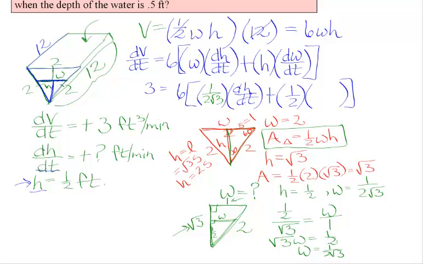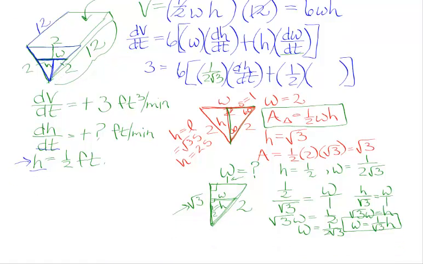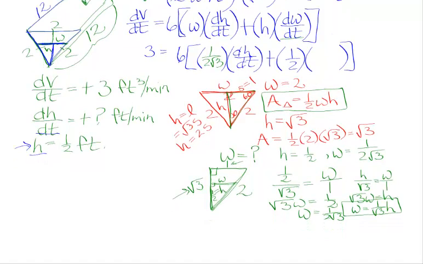If I were to call this h, I would have h is to root 3 as w is to 1. So root 3 times w would equal h. If I put w in terms of h, that's 1 over root 3 times h. This is the relationship I'm going to have to use to find dw dt. So a very involved problem where I'm using a lot of geometry to find out what's going on.